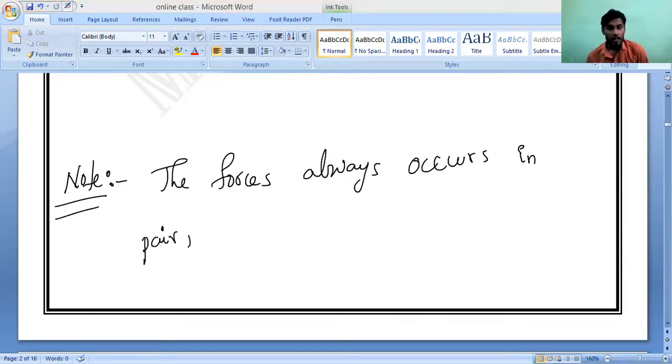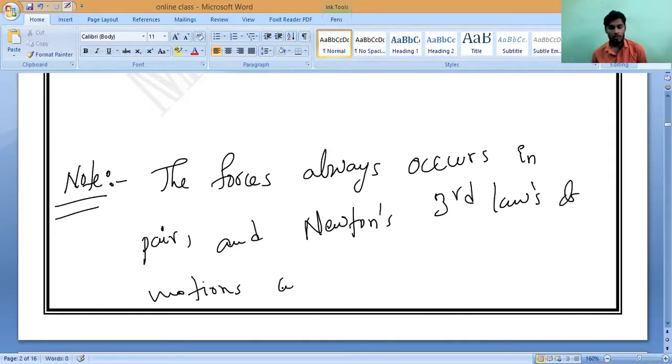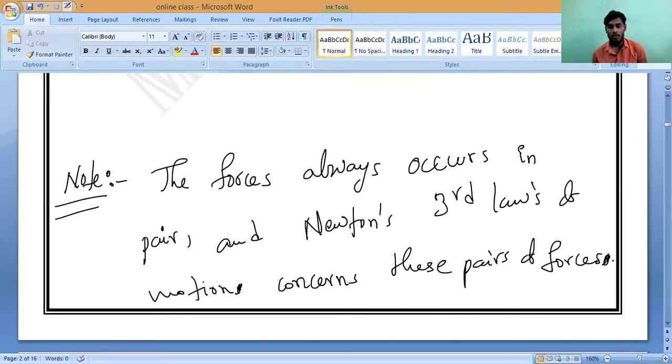And Newton's laws of motion concern these pairs of forces. Is it okay? So this is all about these applications of Newton's law of motion.